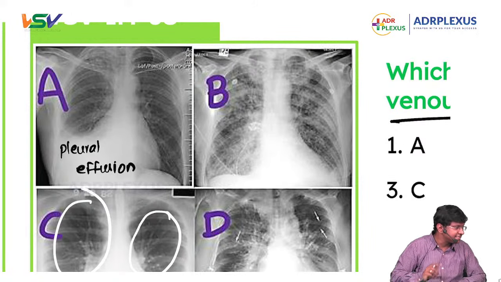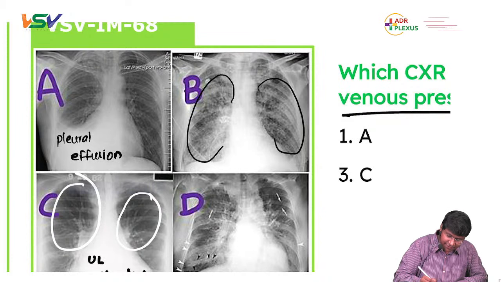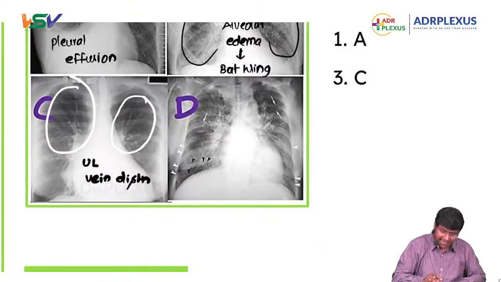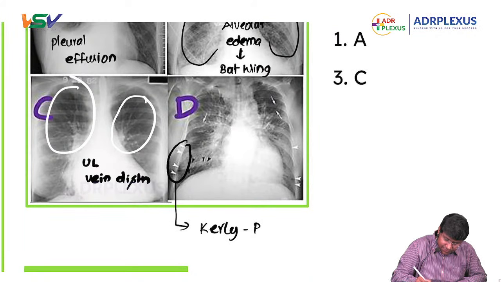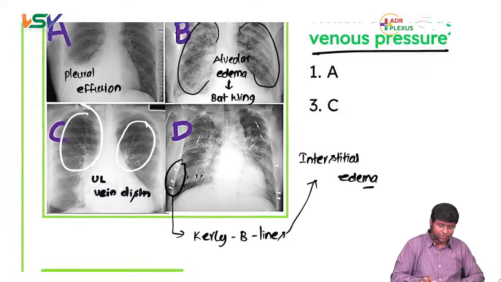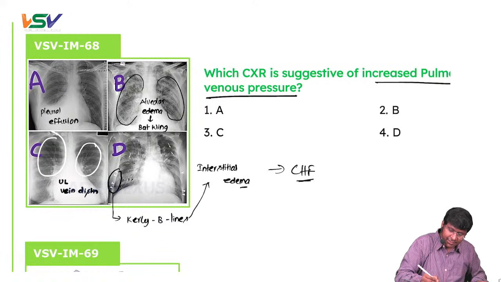Okay, and chest X-ray B is suggestive of alveolar edema, and this alveolar edema in patients with congestive heart failure is the one which will give you a bat wing appearance. Okay, and this part will be your Kerley B lines, and Kerley B lines tell you that there is interstitial edema. So all these X-ray findings are observed in patients with congestive heart failure.